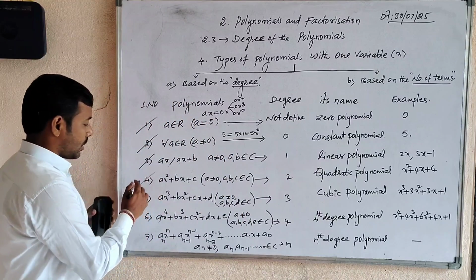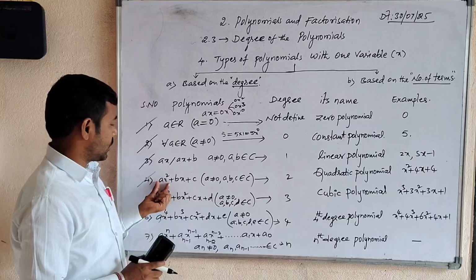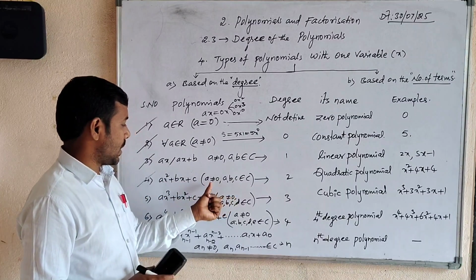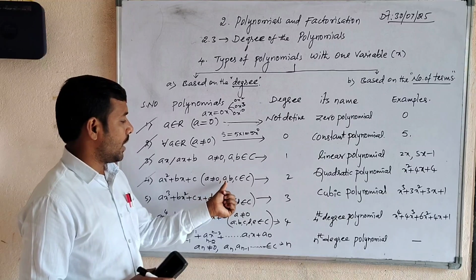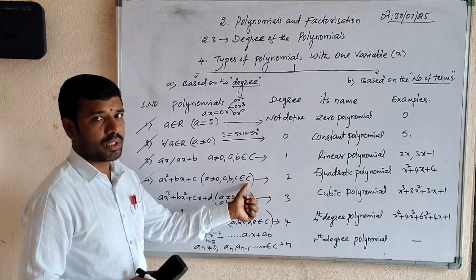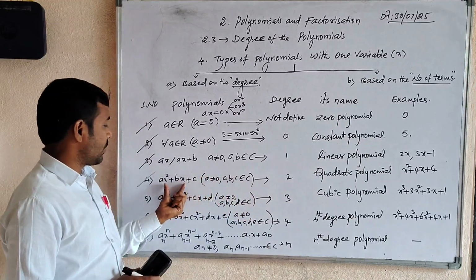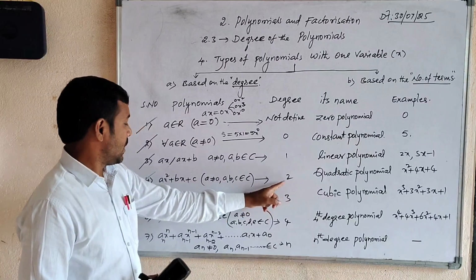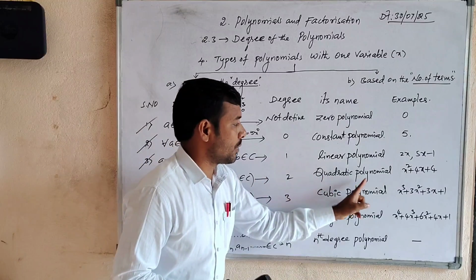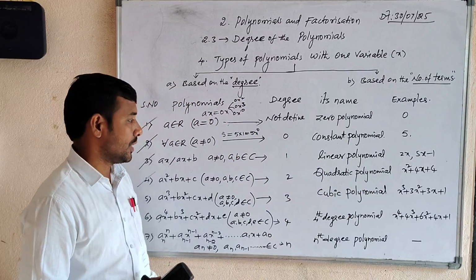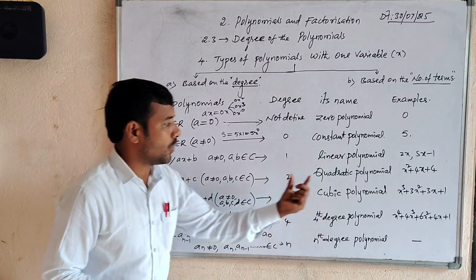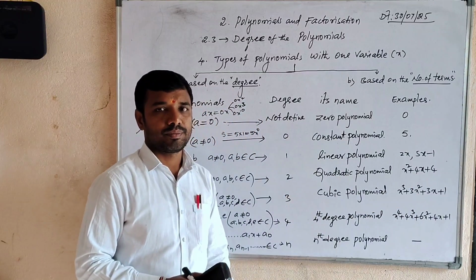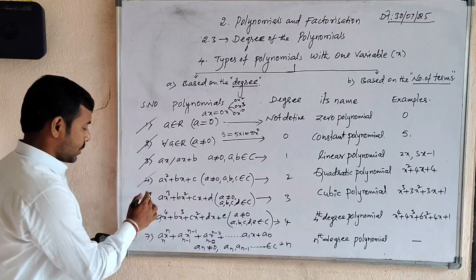Now let us go with the fourth point, that is ax square plus bx plus c. Here two conditions are there: a is not equal to 0 and a, b, c belong to constants. So now tell me, what about its degree? Its degree is 2. So for that reason this is called a quadratic polynomial. Once again, this is called a quadratic polynomial. This is the best example. Okay, students?